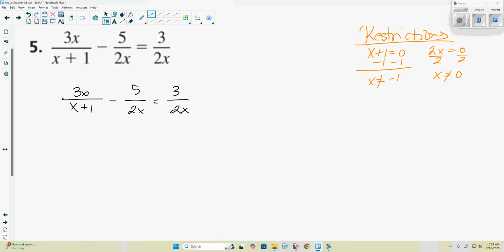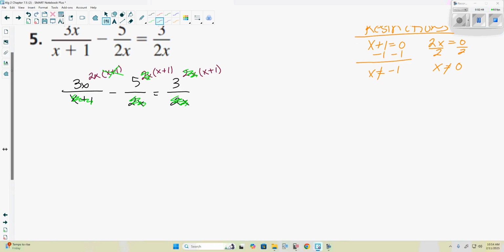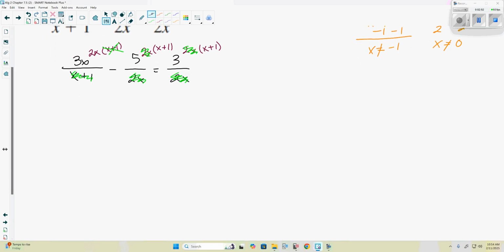Now we need to figure out what our least common denominator is, what we're going to multiply through this entire equation by to get the denominators to simplify. 2x and x plus 1. So if we start with 2x, in the middle our 2x and 2x will cancel. In the far right, the 2x and 2x will cancel. And the only other denominator we have is the x plus 1. And the far left, the x plus 1 and x plus 1 will cancel.